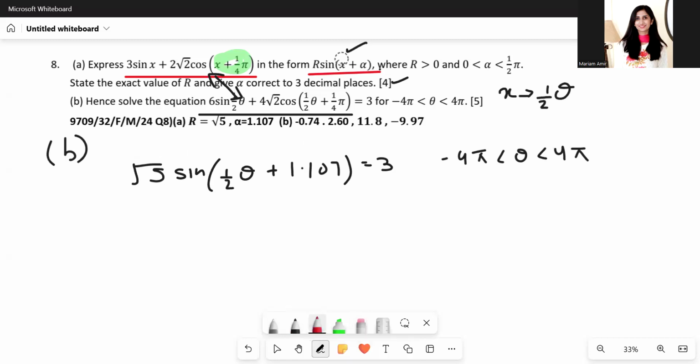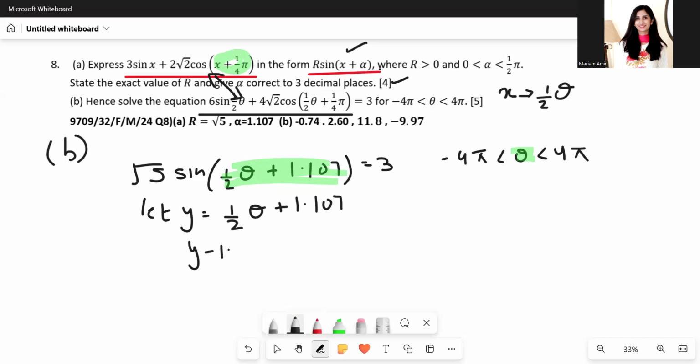Now we'll attempt to solve this equation. First, we're going to equate this to y and write this in terms of y as well, so that our domain and input argument have the same variable. So let y equal half theta plus 1.107. So then theta would be y minus 1.107, times 2. This is theta. So now I'm going to replace theta with 2 times y minus 1.107.